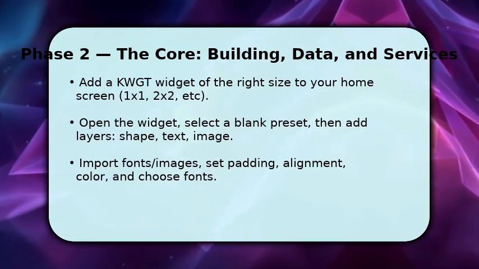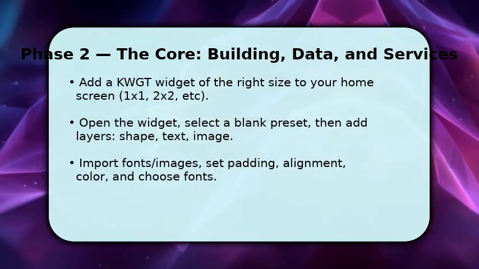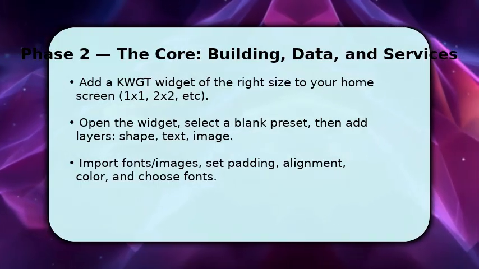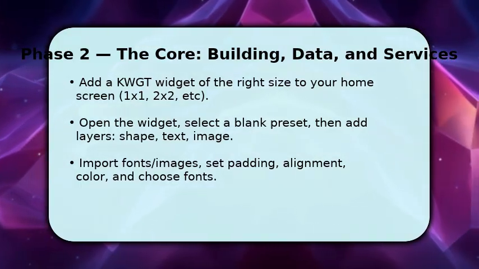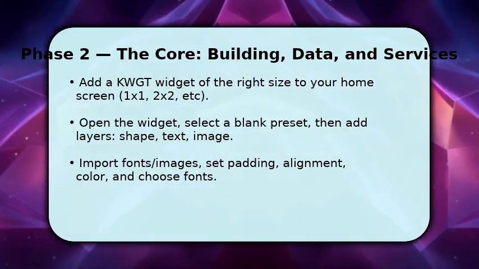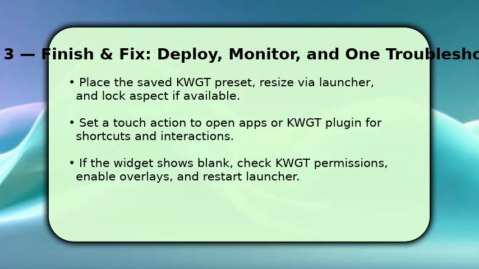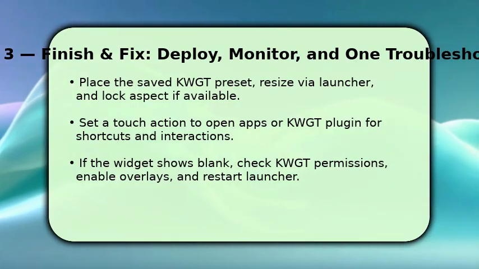Once you position each element, assign imported fonts and adjust color and shadow. Save the preset. This is the step where your widget truly takes shape. Finish by placing your saved preset on the home screen and resizing it to match the intended Widgetsmith style. Make sure to lock the aspect if the launcher supports it.